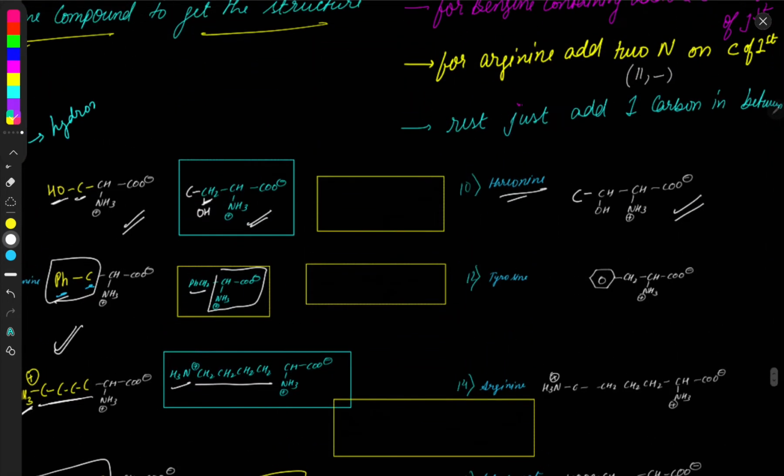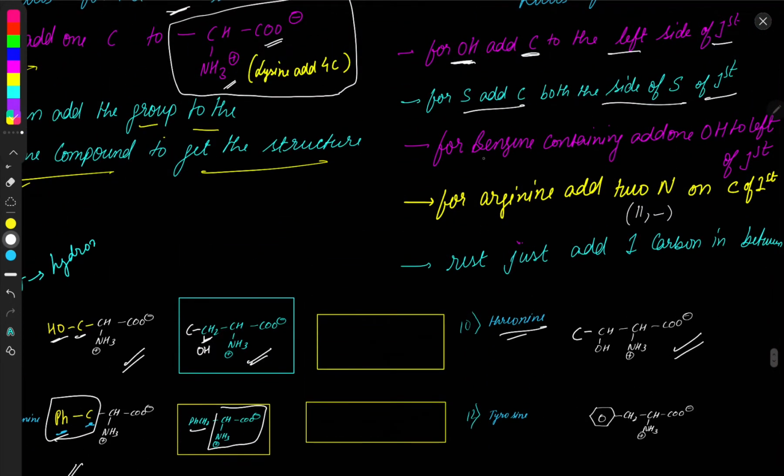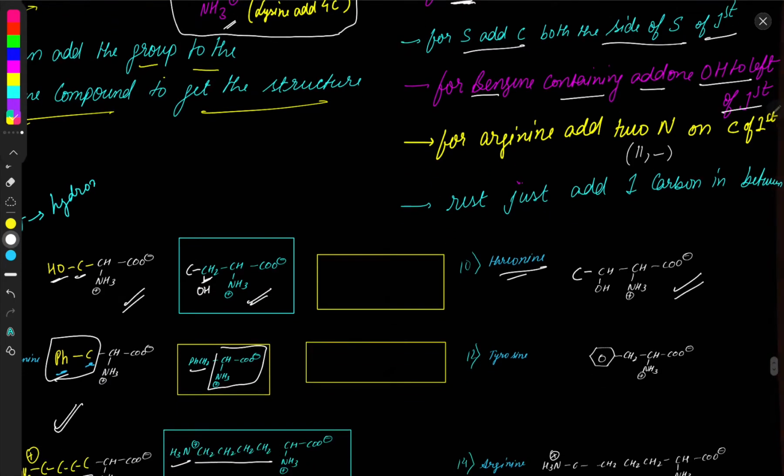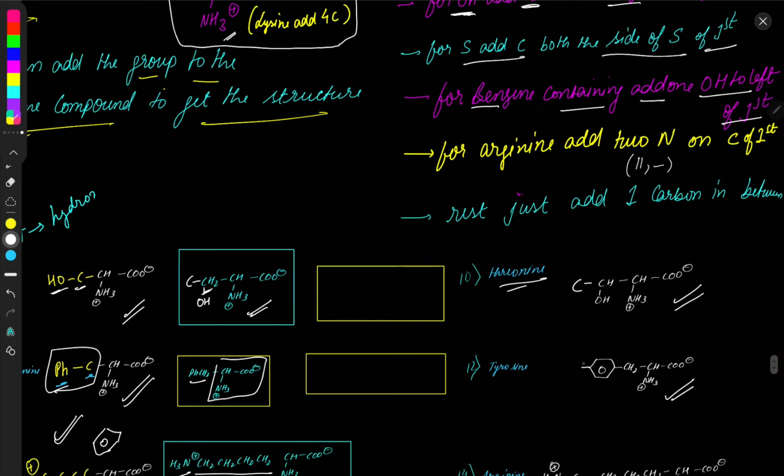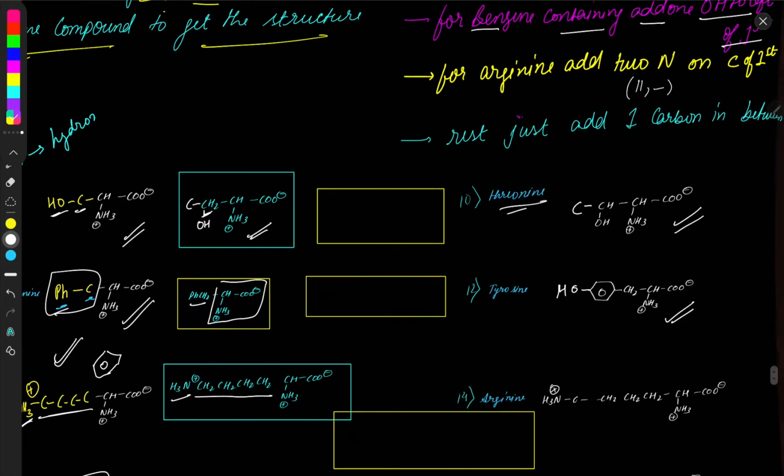Okay. Now for tyrosine. For benzene containing group, add one OH to the left of the first. What is the first compound? This was the first compound. I have written the first compound here. See, Ph we can write this also, no? Ph is just benzene only, phenyl, not phenol, phenyl. So this was the first structure. For benzene containing, add one OH to the left. So we got the structure of tyrosine.